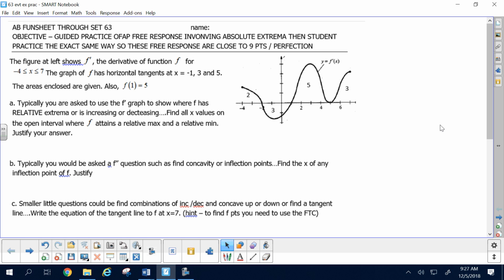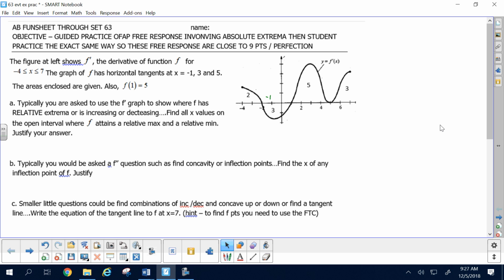Graph of f has horizontal tangents at -1, 3, and 5. It occurred to me a little later that that 3 makes it look like that's the x value on the axis. That's not. That 3 is the area in that region, okay? The x value there is -1. Obviously, it's not x equals 3. The areas enclosed are given, and f at 1 is 5. All that stuff you'll use in terms. Trying to prepare you for every eventuality.